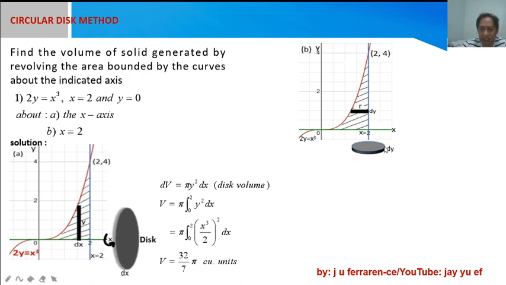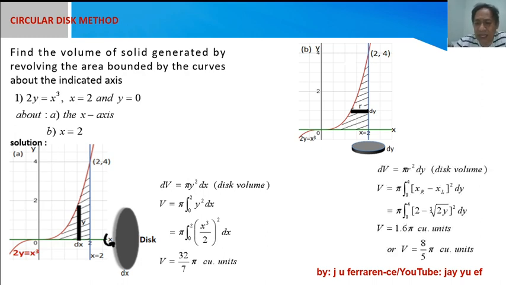So, what is the thickness? Since this is a horizontal strip, the thickness of which is dy, and the radius of that is the length of the strip, which is r. Okay? So, r, then a thickness of dy. What is the differential volume, or the volume of the disk? dV is equal to pi r squared dy. Okay, so get the total volume by integration.